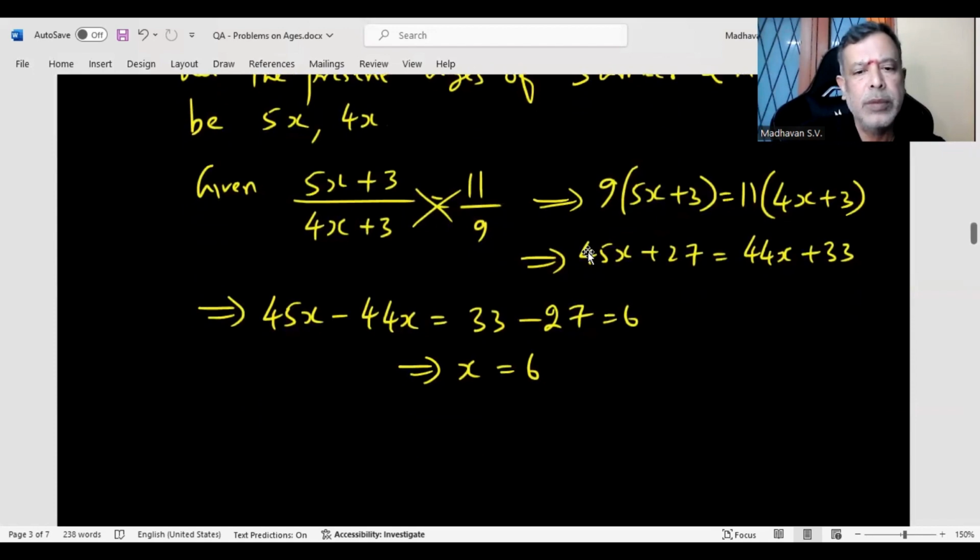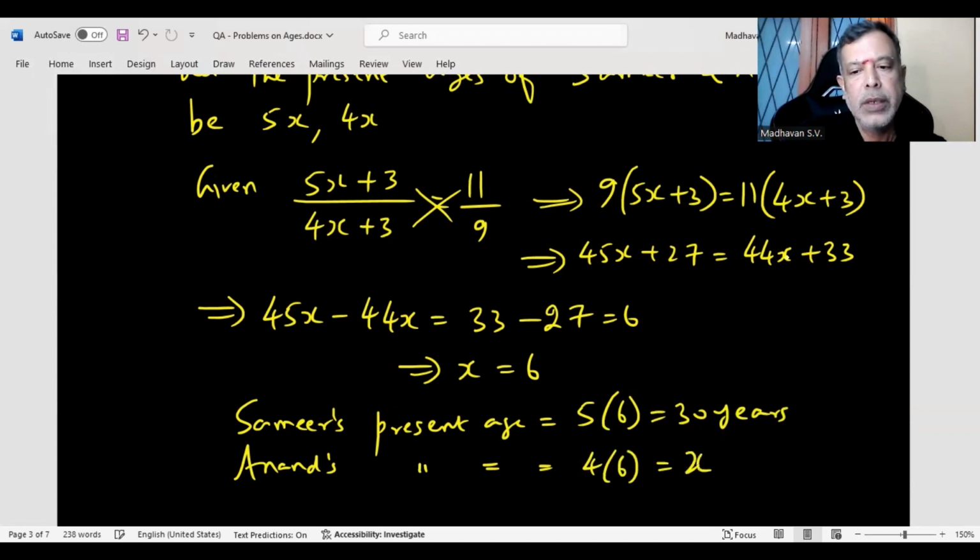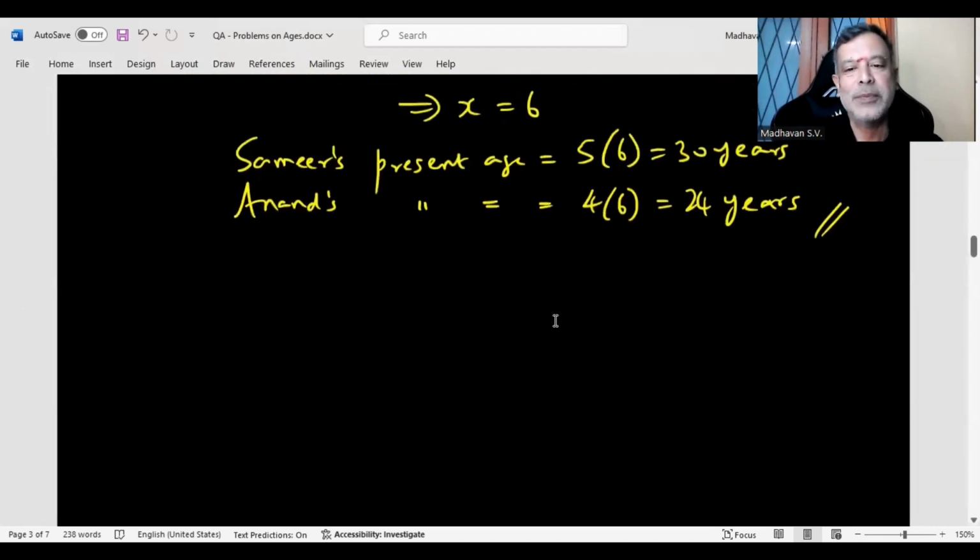So we can find out Samir's as well as Anand's current age. Samir's present age we considered as 5x. So 5 into 6, it is 30 years. Anand's present age is 4 into 6, which is 24 years. That is the solution. Let us move on to the next.